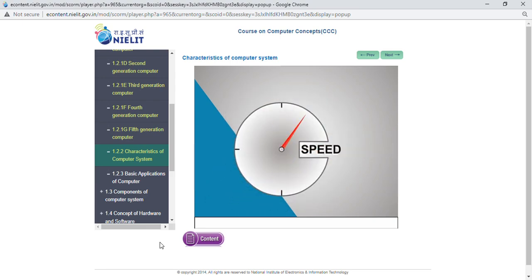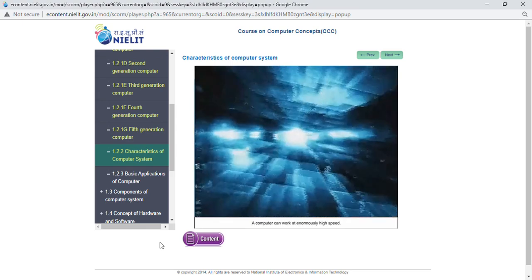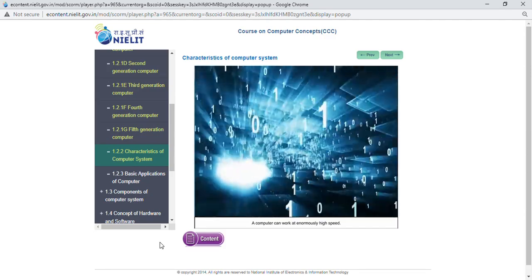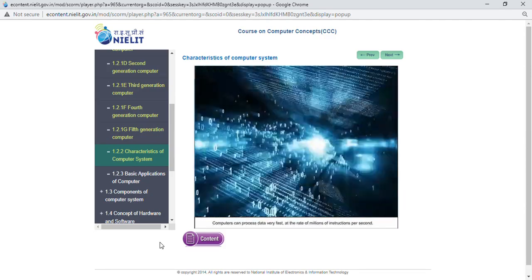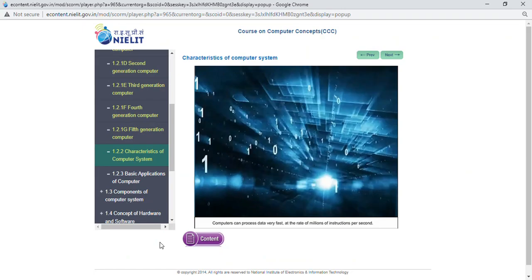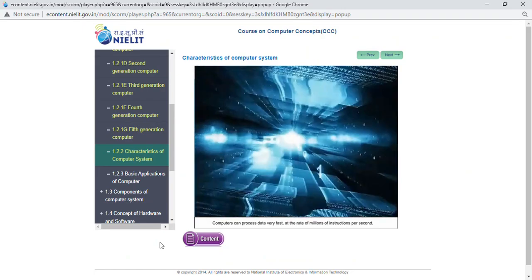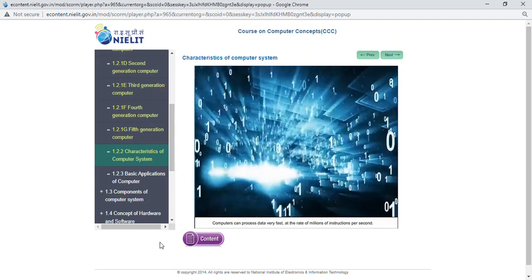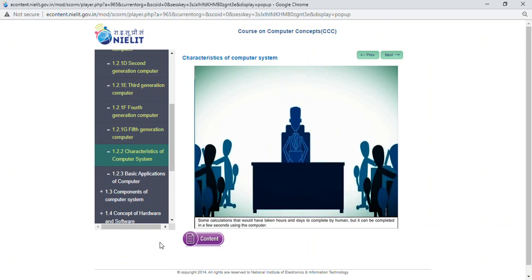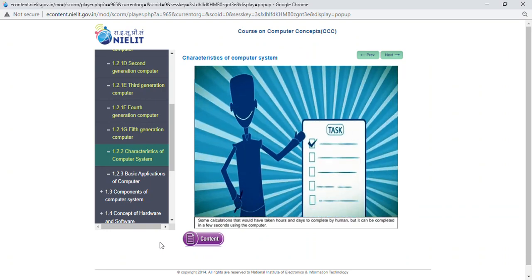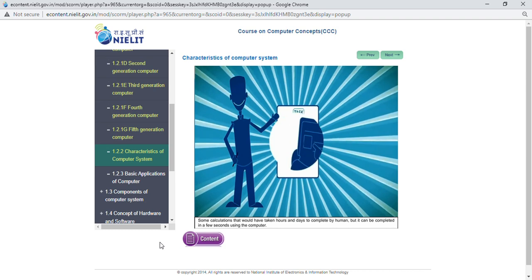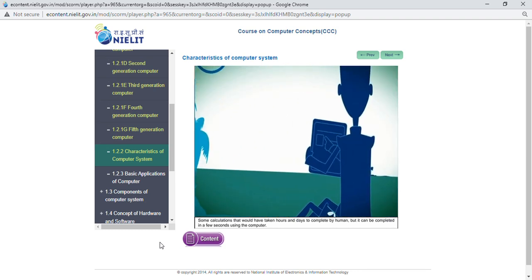Speed. A computer can work at enormously high speed. Computers can process data very fast, at the rate of millions of instructions per second. Some calculations that would have taken hours and days to complete by humans can be completed in a few seconds using the computer.